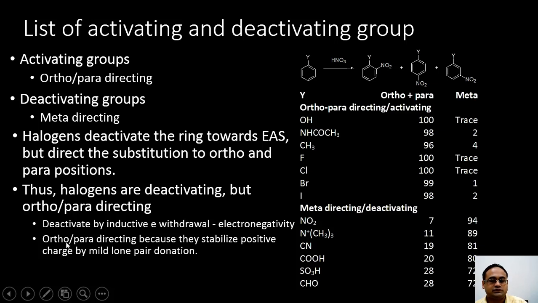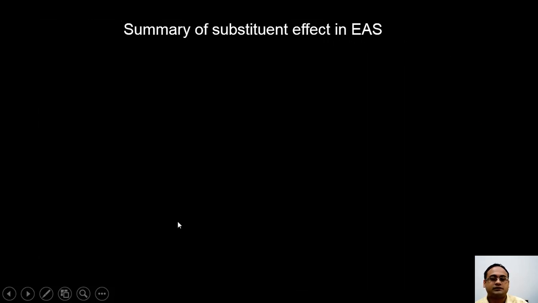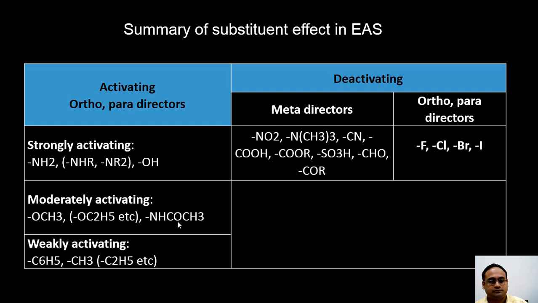All the halogens also have lone pairs of electrons on them, especially chlorine, bromine and iodine. Therefore, they will release some electron density by conjugation of the lone pair with the ring. Therefore, they will act as ortho-para directors because they will stabilize the positive charge by mild electron donation through conjugation. So now we can summarize the substituent effect on electrophilic aromatic substitution.